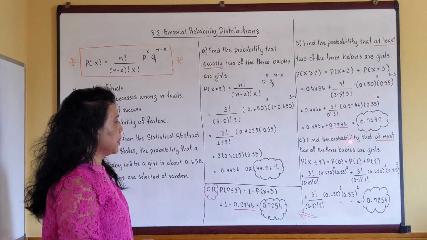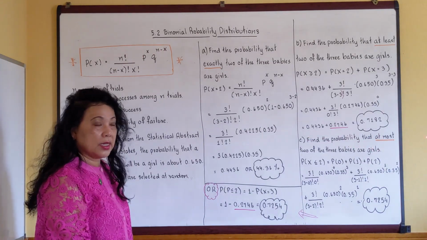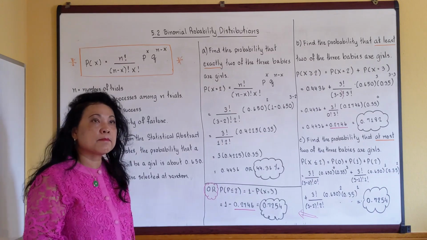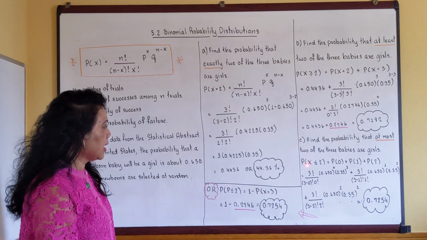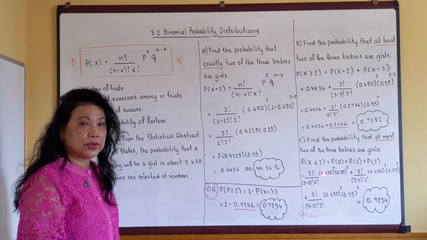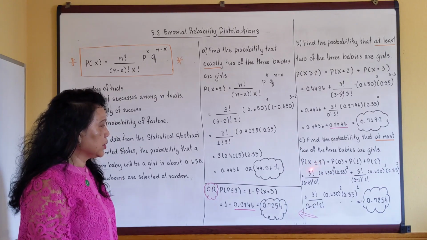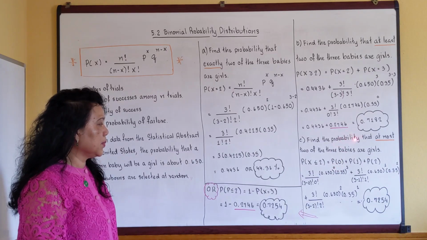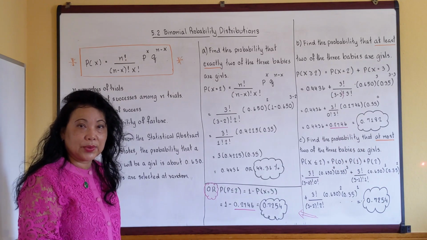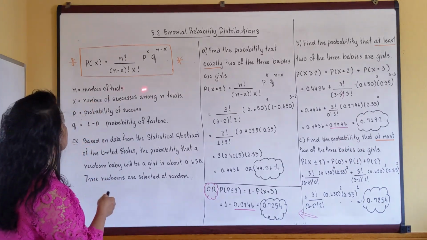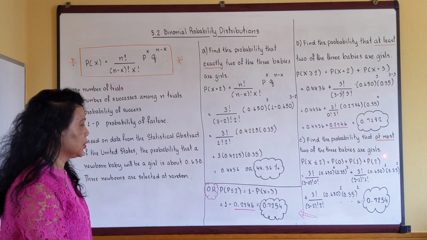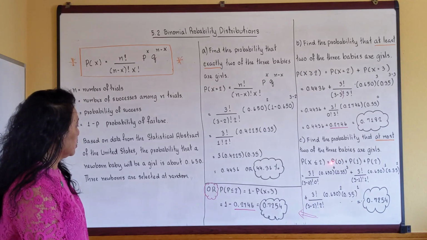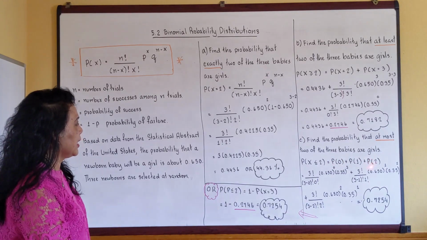Now I change the question again, exactly the same condition. I say find the probability that at most, meaning not more than, right? Not more than 2. So another way to say it is less than or equal to 2. So less than or equal to 2, it can be 0, it can be 1, or it can be 2. So you have to apply this formula 3 times. 0, 1, and 2.